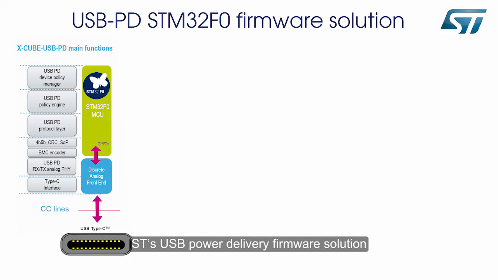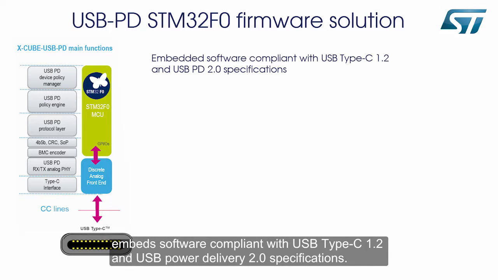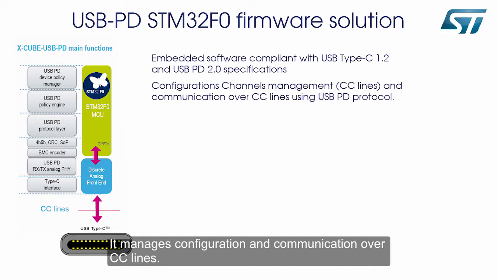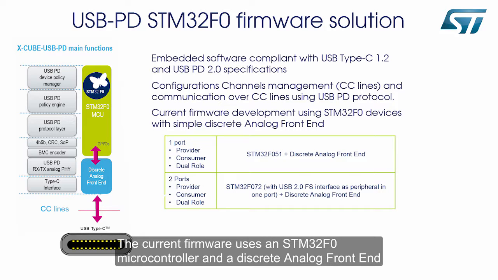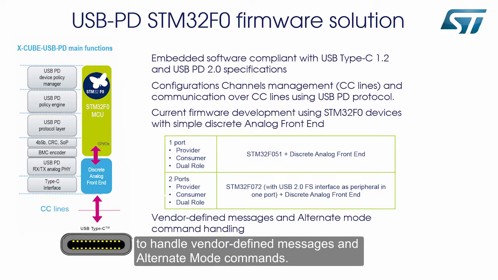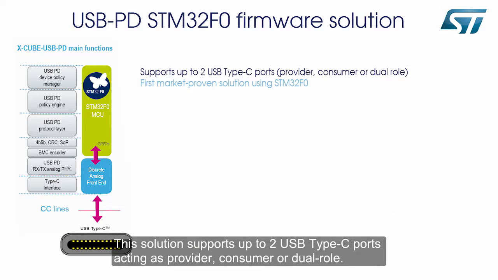ST's USB power delivery firmware solution embeds software compliant with USB Type-C 1.2 and USB Power Delivery 2.0 specifications. It manages configuration and communication over CC lines. The current firmware uses an STM32F0 microcontroller and a discrete analog front end to handle vendor-defined messages and alternate mode commands. This solution supports up to two USB Type-C ports acting as provider, consumer, or dual role.